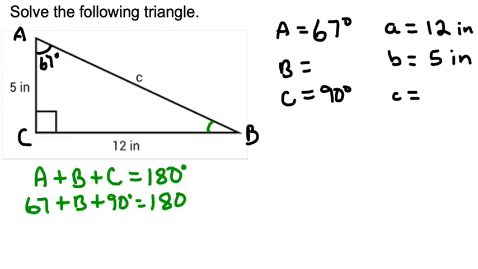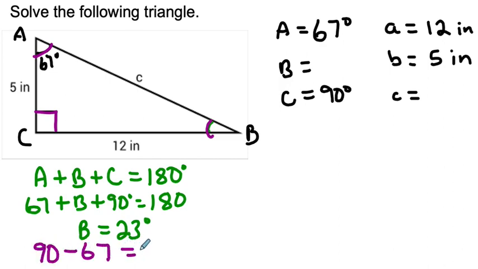So A plus B plus C equals 180. You substitute your A and C in there, and then you do the subtraction. Subtract 67 and 90 from 180, and you'll get B equals 23. The other way to do this question is, if this is a 90-degree angle, then these two angles have to add together to give you 90. So you could have just gone 90 minus 67 equals 23. That's something you can do when we know that this is a right angle.